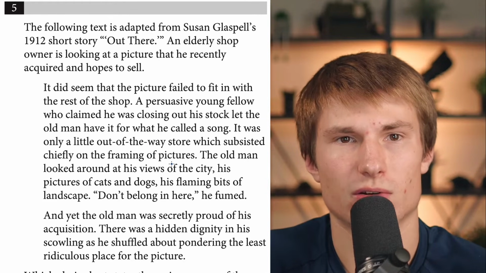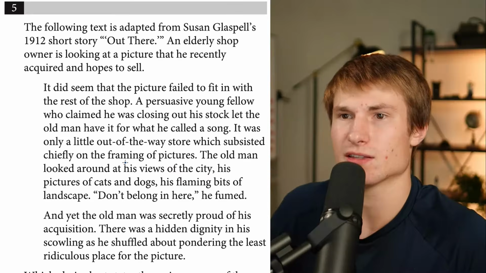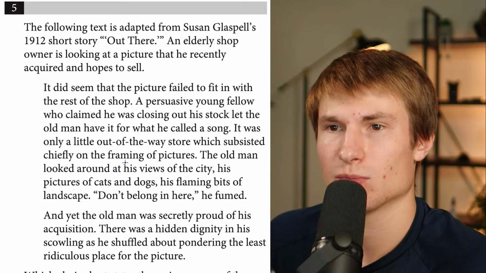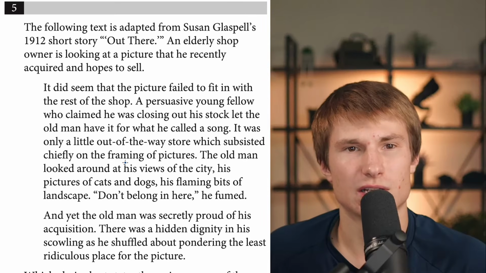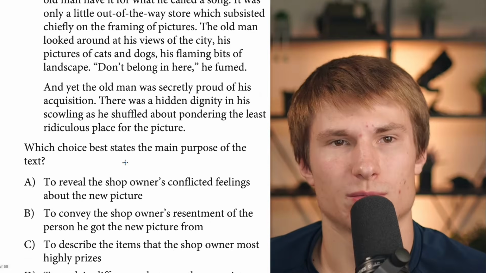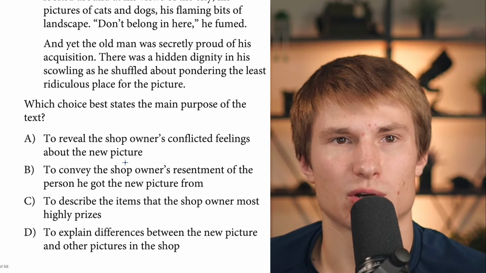The old man looked around at his views of the city, his pictures of cats and dogs, his flaming bits of landscape. Don't belong in here, he fumed. And yet the old man was secretly proud of his acquisition. There was hidden dignity in his scowling as he shuffled about, pondering the least ridiculous place for the picture. Which choice best states the main purpose of the text?